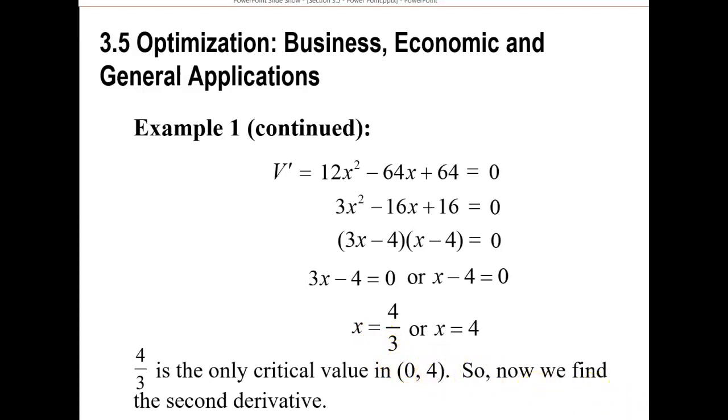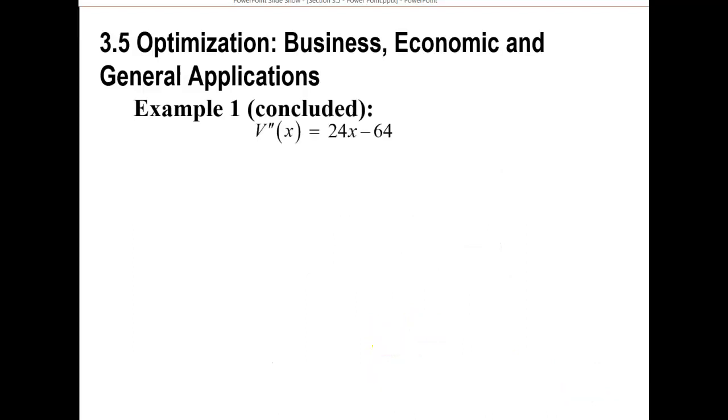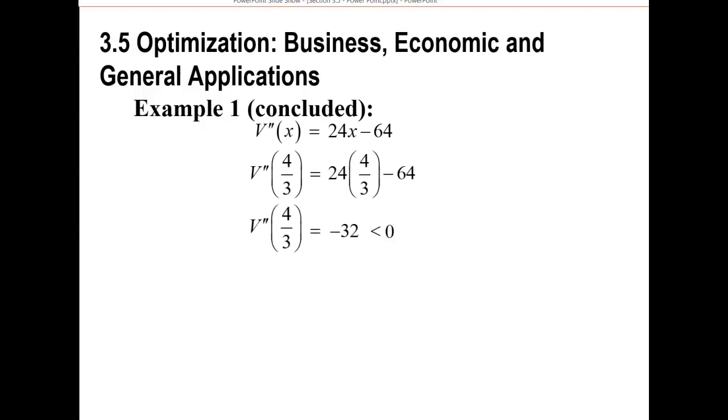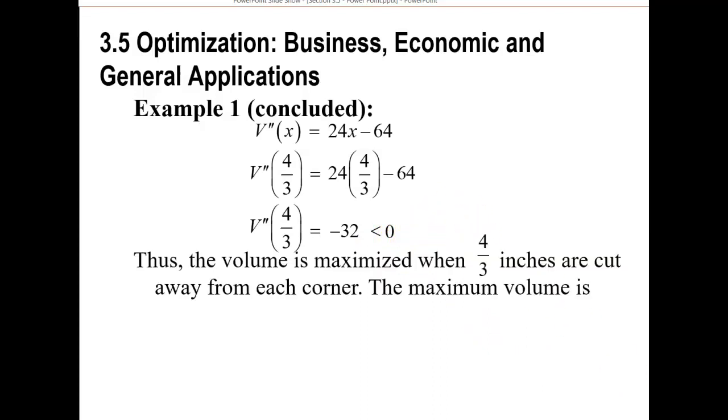So now we need to find our second derivative. So we're going to have one critical value, so we can use that second principle from the last section. So our second derivative, 24x minus 64, plug in our critical value, 4/3, simplify, we get a negative number. So second derivative, negative, meaning concave down, and if it's concave down, that's the umbrella, which has a max.